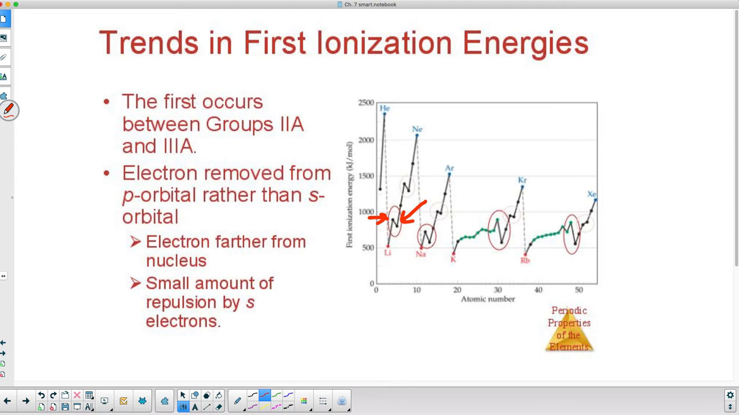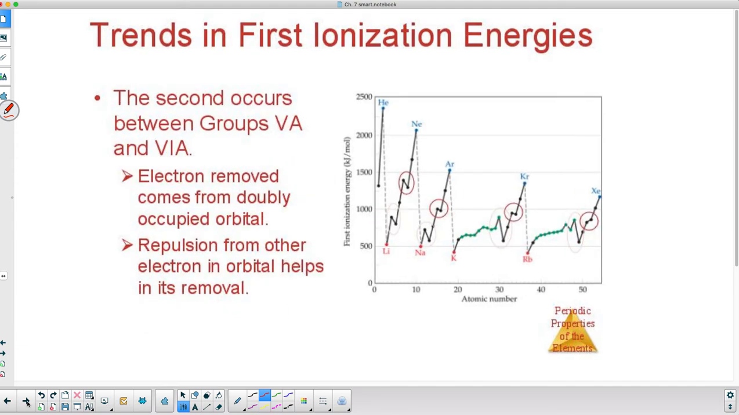Electrons in the p orbital are further from the nucleus, and there is a small amount of repulsion by the s electrons. So that accounts for the differences. You don't need to memorize that. The second one occurs between 5A and 6A. The electron removed comes from a doubly occupied orbital. So that accounts for this right here.